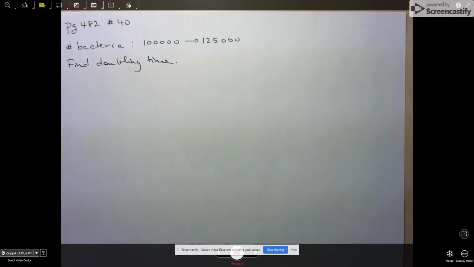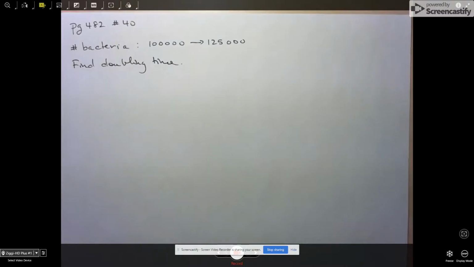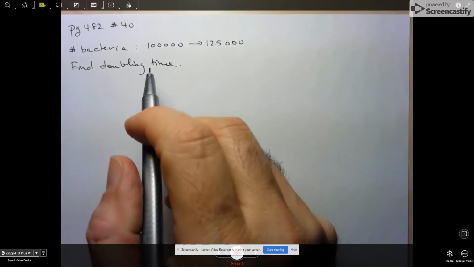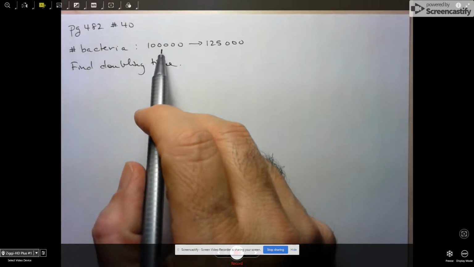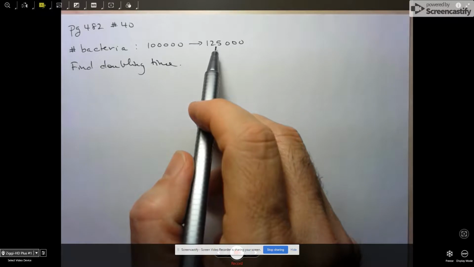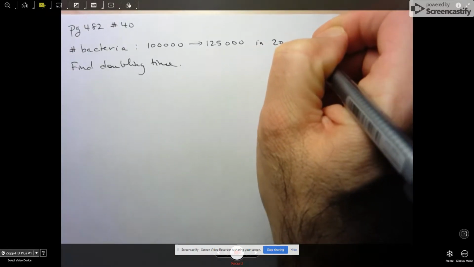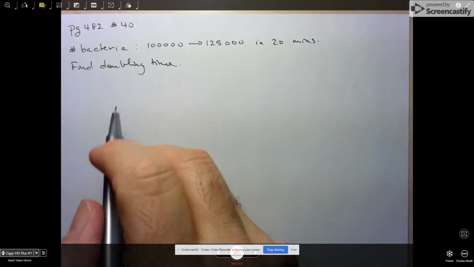Hi folks, we're going to take a look at number 40 from page 42 on the course review. Here we're looking at the number of bacteria in a culture. The number of bacteria starts at 100,000 and ends up at 125,000 in 20 minutes. And what they want us to do is find the doubling time.